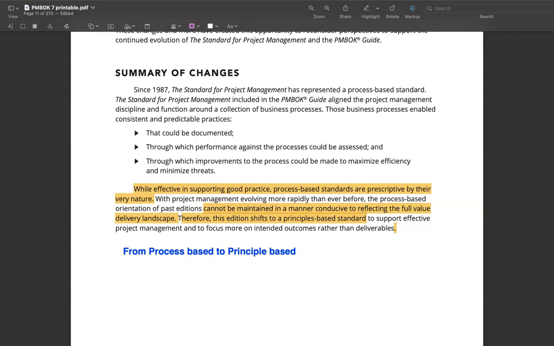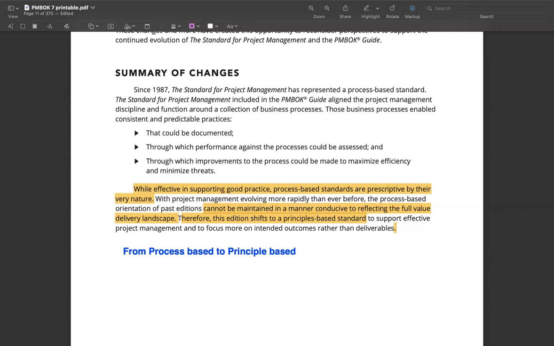So what PMI is now saying is that, because we are going to have a more principle-based approach rather than a process-based approach, it is going to focus less on product deliverables or project deliverables, and it is going to focus more on project outcomes, which could be the benefit that you realize by carrying out a project, or the business benefits, for instance.